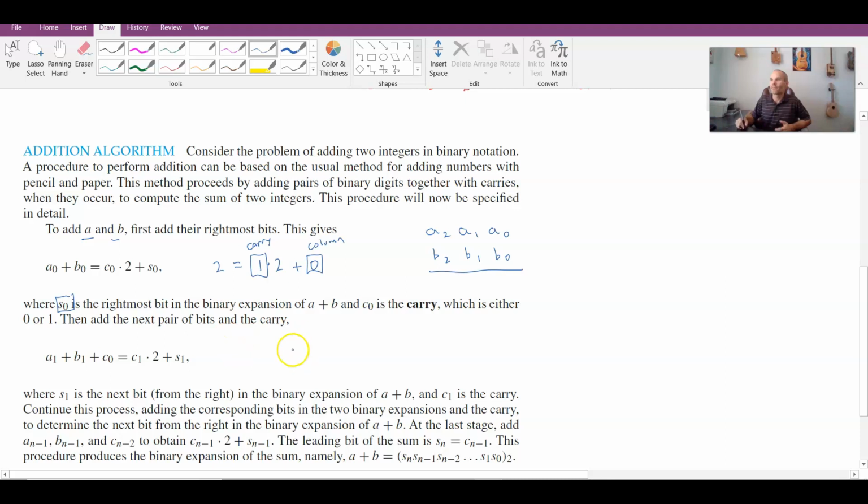Then add the next pair of bits and the carry, and keep repeating this process until you make your way up through here. Not all of them are going to have carries. In some cases, like where this is a 1, 1 is equal to 0 times 2 plus 1. And so the 1 is what remains in the column, and there's a carry of 0, so we don't even have to worry about that. This is a more formal definition of it, and it would give us a way to develop pseudocode or code in a specific language with which to do this.